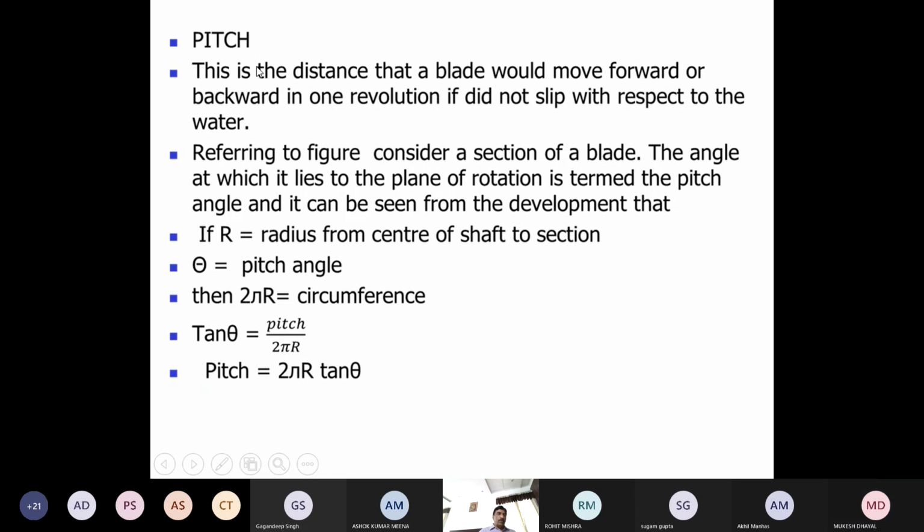Pitch is the distance that a blade would move forward or backward in one revolution if it did not slip with respect to the water. If I assume that the water is solid, non-yielding, holding its position, and only the propeller blades are moving in it, like in a steel or wood solid material, then the distance moved by the propeller in one revolution is the pitch of the propeller.